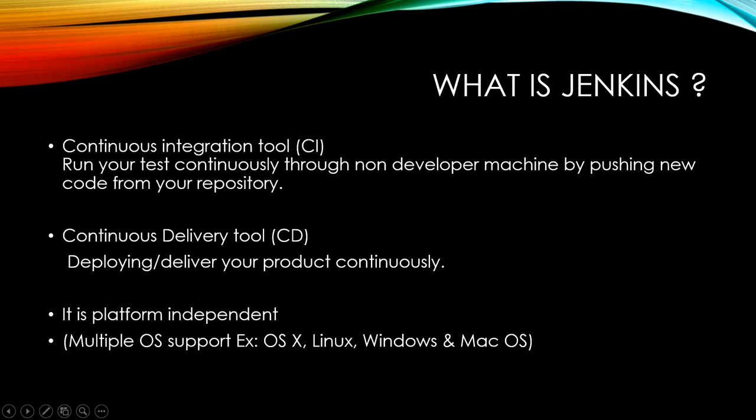First, what is Jenkins? Jenkins is a continuous integration tool, which means it runs your tests continuously through a non-developer machine by pushing new code from your repository. The second is that it is a continuous delivery tool. It means it delivers your product continuously.